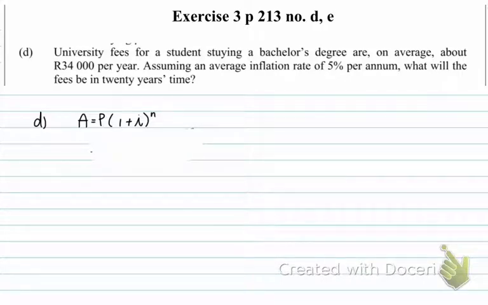P, my initial amount, will be 34,000. I is the 5% that you can write as a fraction or as a decimal. And N will be 20 because they want to know what the university fees will be in 20 years' time. Substitute that into your formula and work it out with your calculator and you will get an answer of 90,212.12 Rand.